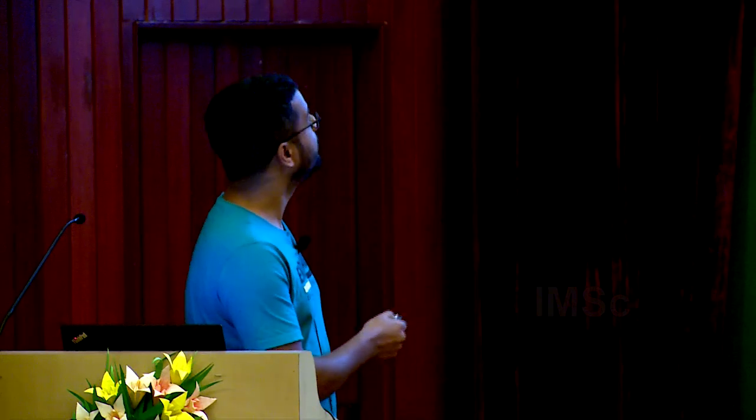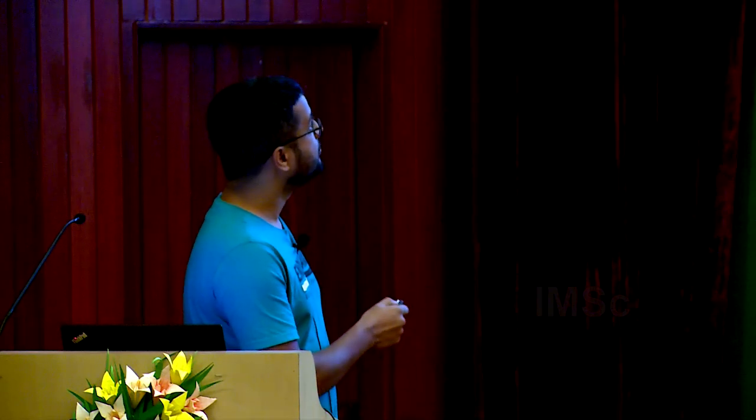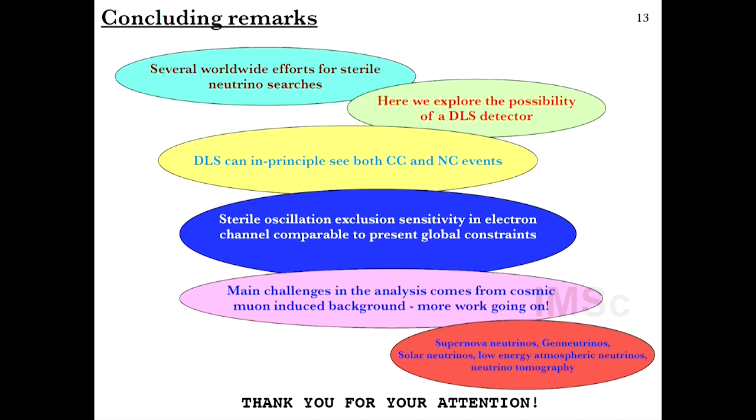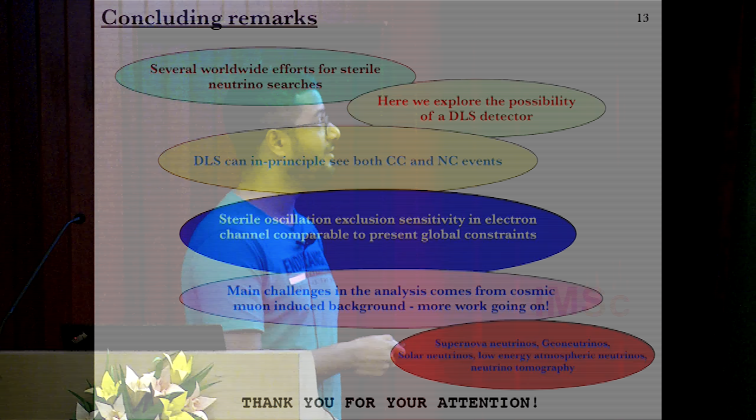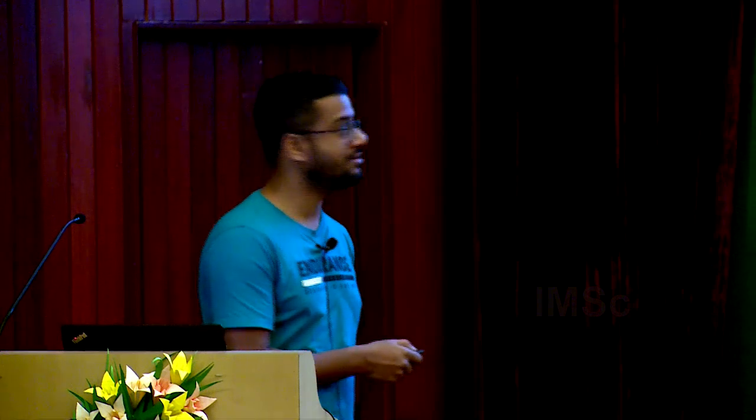So to conclude, one of the good things about DLS is that it has sensitivity to both the charge current and the neutral current events. And the sensitivity that we can in principle have with a deuterated liquid scintillator is comparable to the present constraints that we have with sterile neutrino scenarios. We still have to work on the backgrounds to get a more final understanding of the sensitivities. Yeah, thank you.